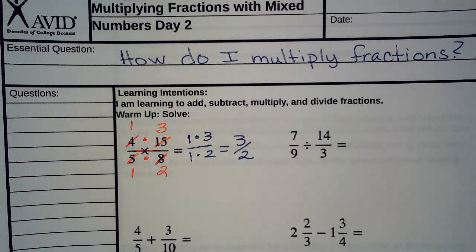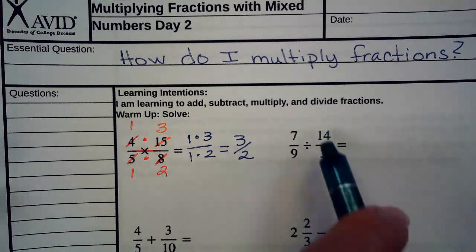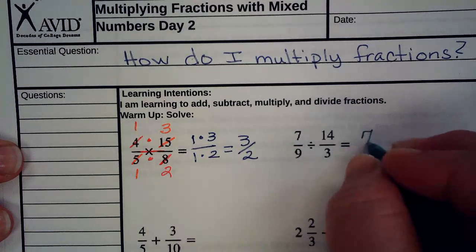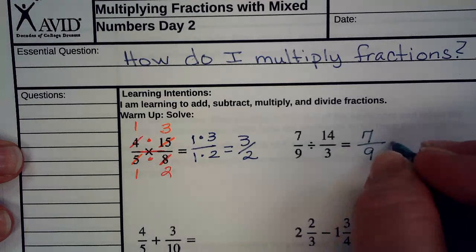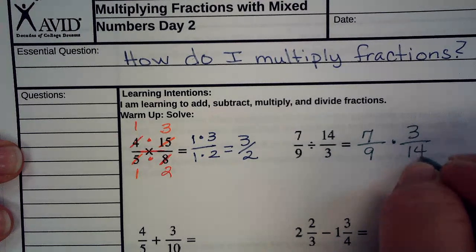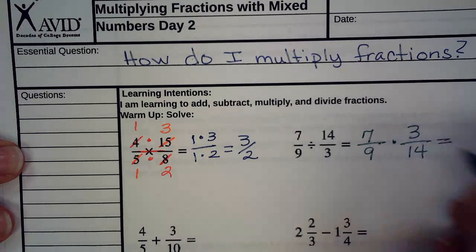For the next one, we do not divide fractions. We multiply by that reciprocal. So the reciprocal of 14 over 3 is what we multiply by, because we can't divide by it. 7 over 9 times 3 over 14, multiply by that reciprocal.